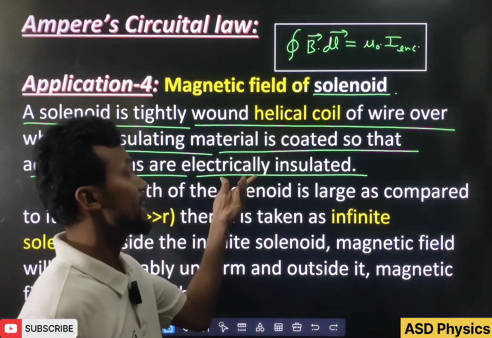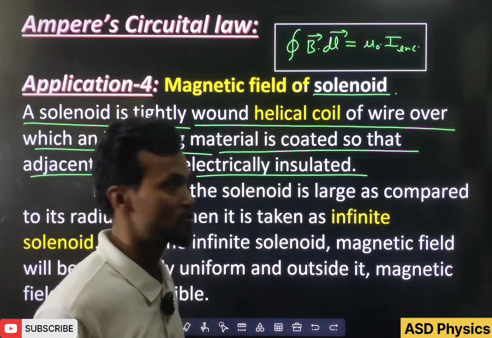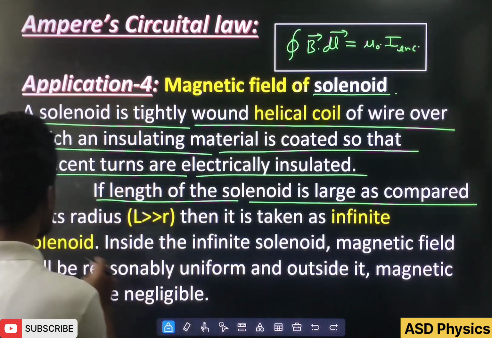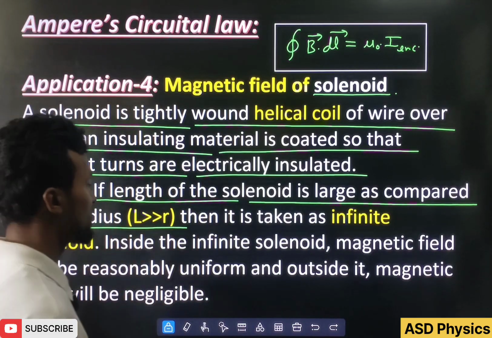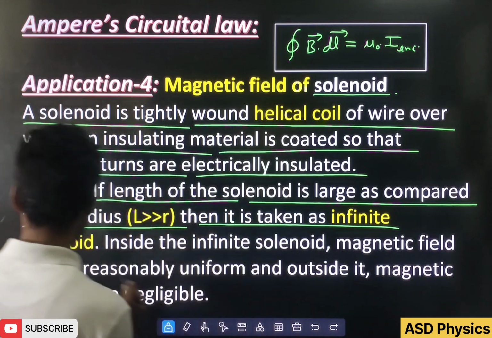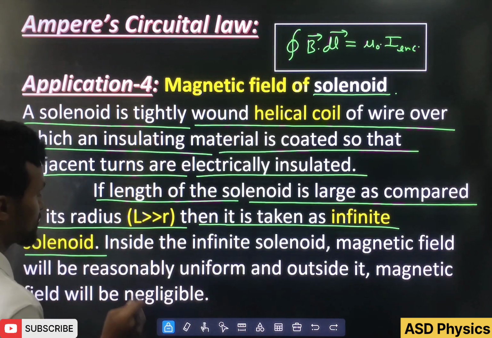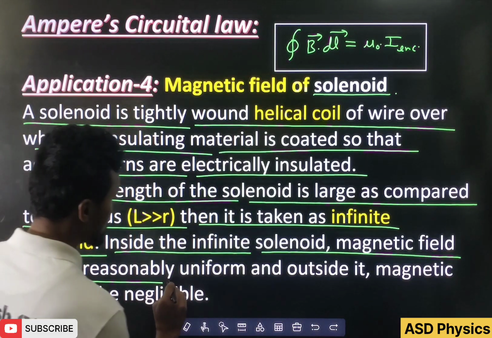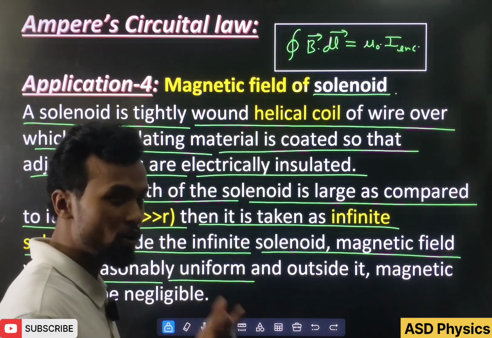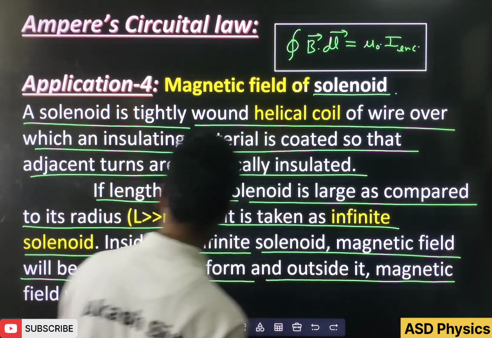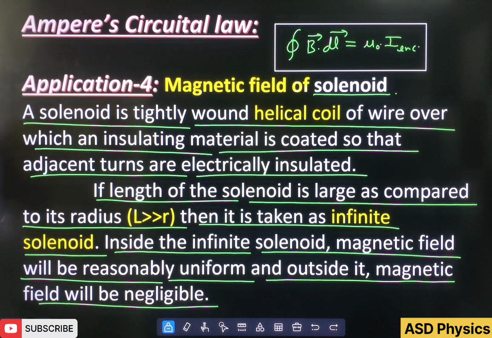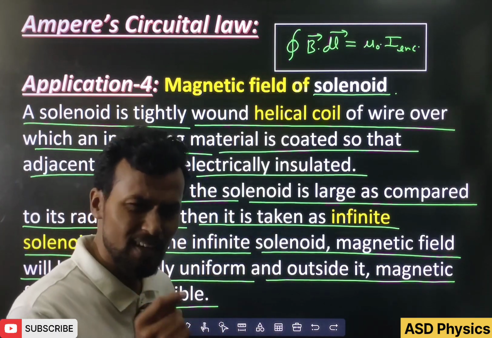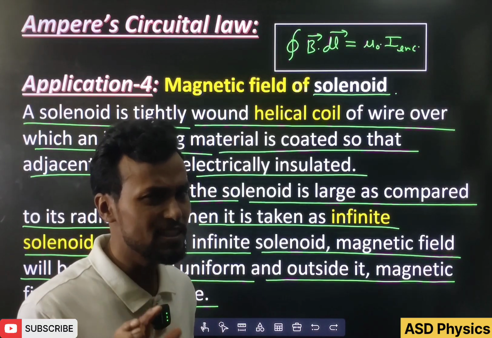Remember that here adjacent turns should be electrically insulated. Now see, if the length of the solenoid is large as compared to its radius, that means L is much greater than r, then it is taken as an infinite solenoid. Inside the infinite solenoid the magnetic field will be reasonably uniform, that means approximately uniform, and outside the magnetic field will be negligible, or we can say 0. So for an infinite length solenoid, this is the approximation: inside the magnetic field is reasonably uniform, outside we can say negligible or ideally 0.